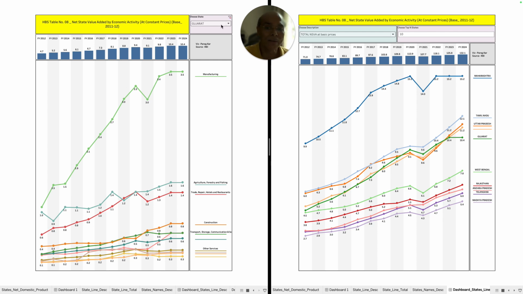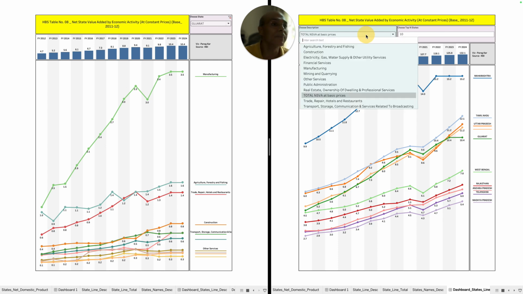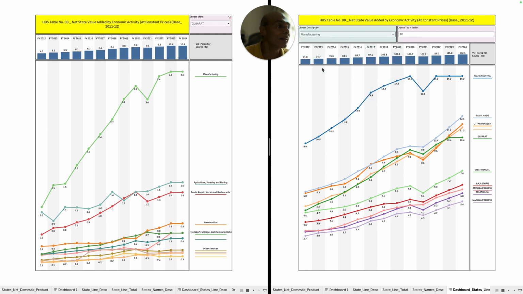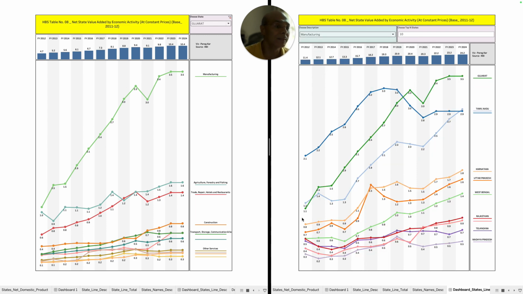If you look at the starting point for manufacturing of Gujarat versus all other states, for example, if I take manufacturing here, I can compare Gujarat versus all of the states. You see, Gujarat is at the lowest pedestal, right? Maharashtra was higher as far as manufacturing is concerned. So Maharashtra has gone down and Gujarat has gone up, right? You can see it right from this particular chart.